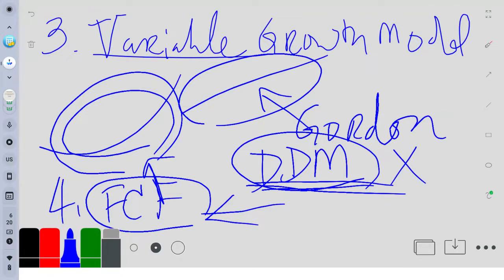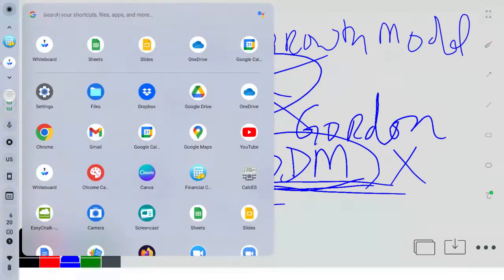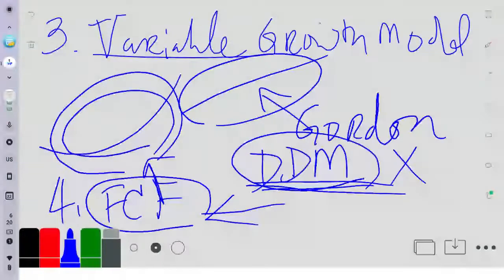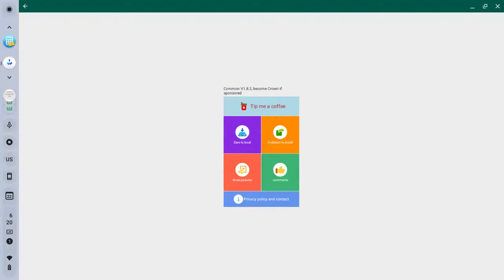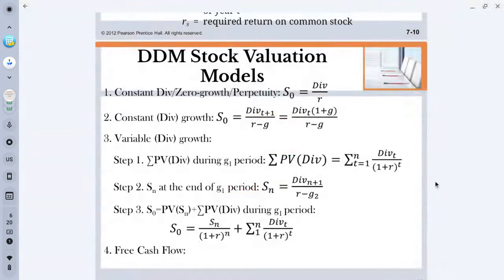So without much ado, let's take a look at some examples. Okay, let's do some examples. How do I get rid of this? Okay.